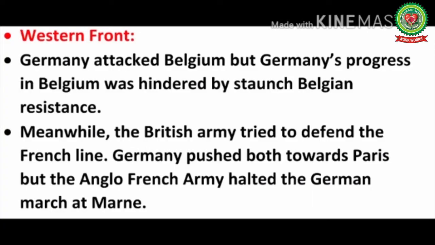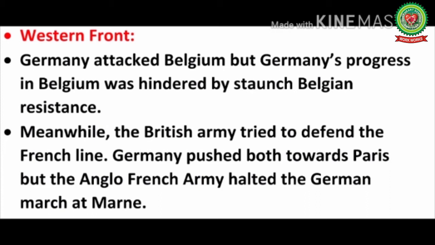Germany attacked Belgium, but Germany's progress in Belgium was hindered by staunch Belgian resistance. The First World War started when Germany attacked Belgium, and it was a protectorate state of England, so England had to join the war. But Germany was very surprised by the way the Belgians had protected their area.